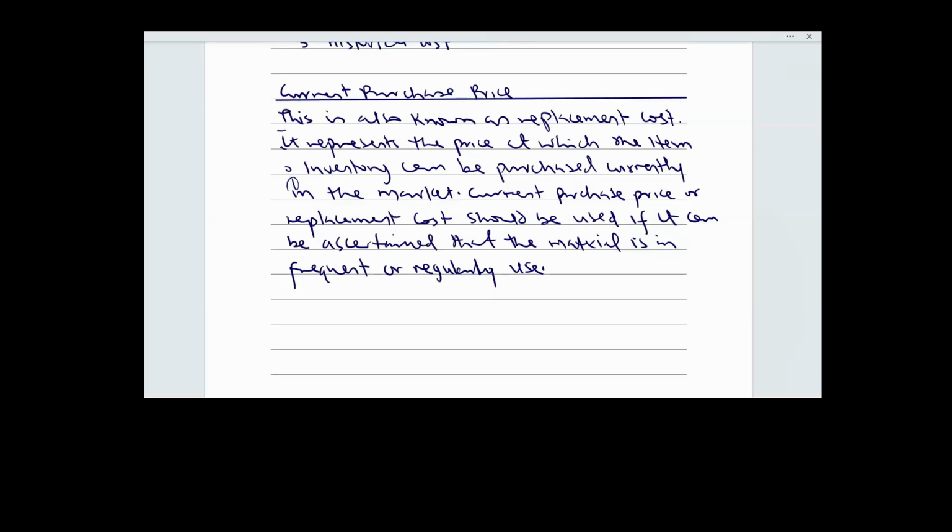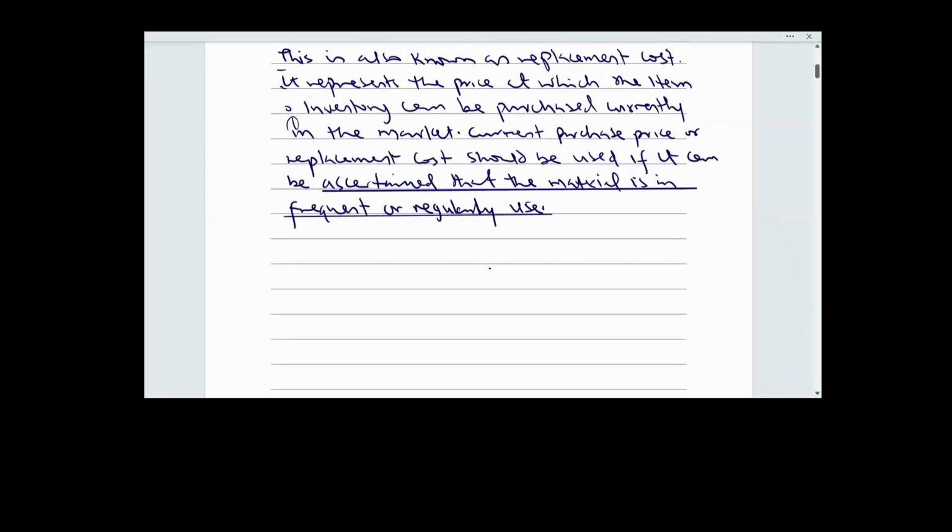So what we are now saying is that if it can be ascertained that the material is in frequent use, or the material is being used frequently or regularly, then in that case, current purchase price should be considered as relevant cost. So please take note of that. Let me underline these words for you. Okay, that's the key thing there. So that is how to identify relevant cost of material under current purchase price.